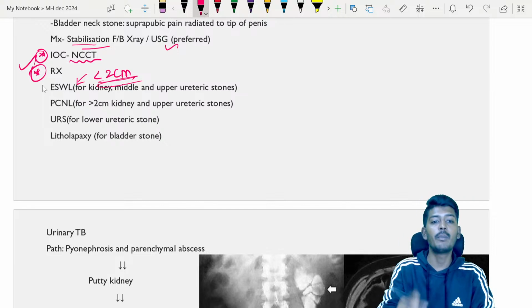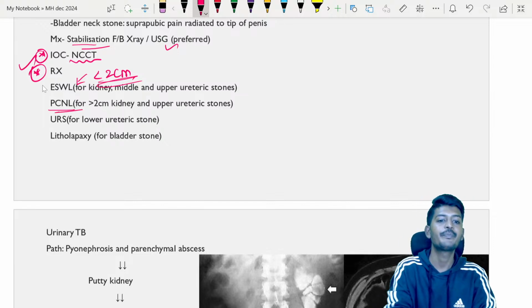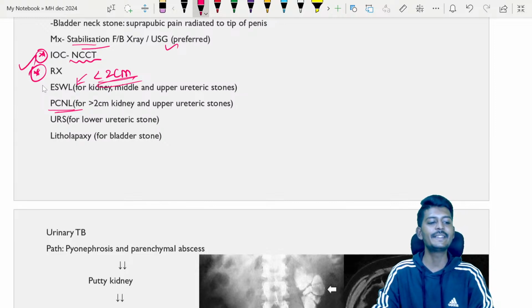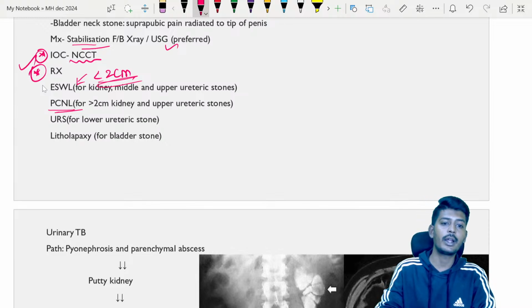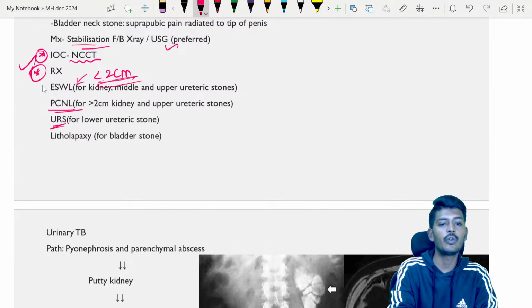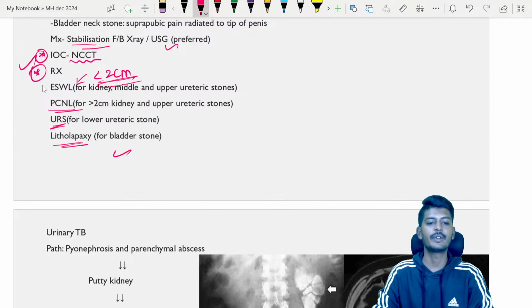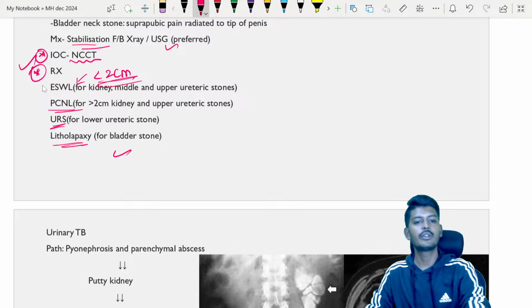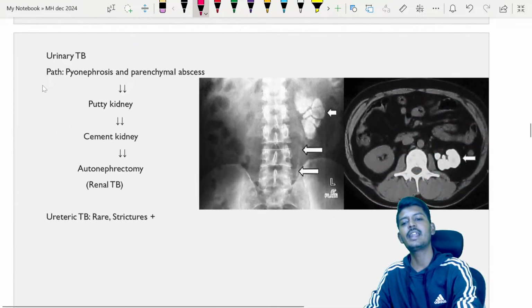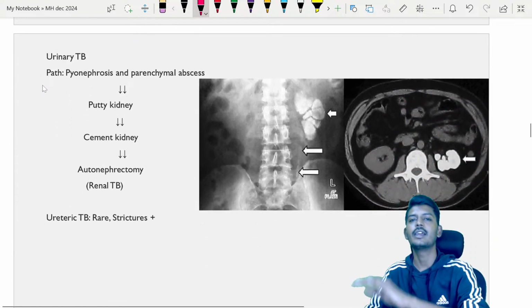If it is more than 2 centimeter, you go for PCNL. What is PCNL? Percutaneous nephrolithotomy. Okay, so for lower ureteric stones, you can go for URS. Lithoplaxy for the bladder stone. Okay, so more than 2 centimeter PCNL, less than 2 centimeter ESWL.